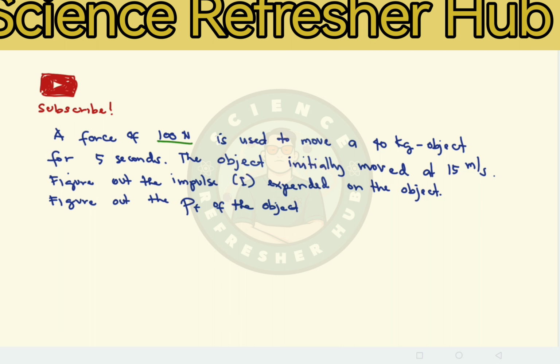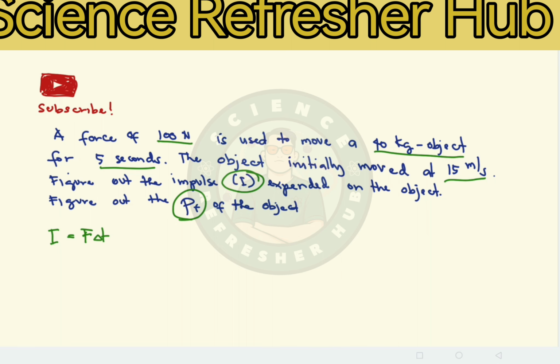Okay, so we have another problem. A force of 100 newtons is used to move a 40 kilogram object for 5 seconds. We need to find the impulse of it. We have the force and then the time. The object initially moves, so it has momentum because it's moving with that mass, initially at 15 meters per second. Let's figure out the impulse expended on the object and the final momentum.